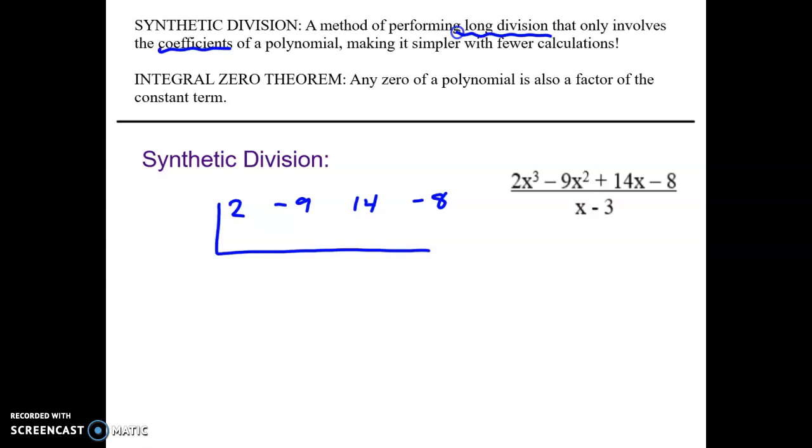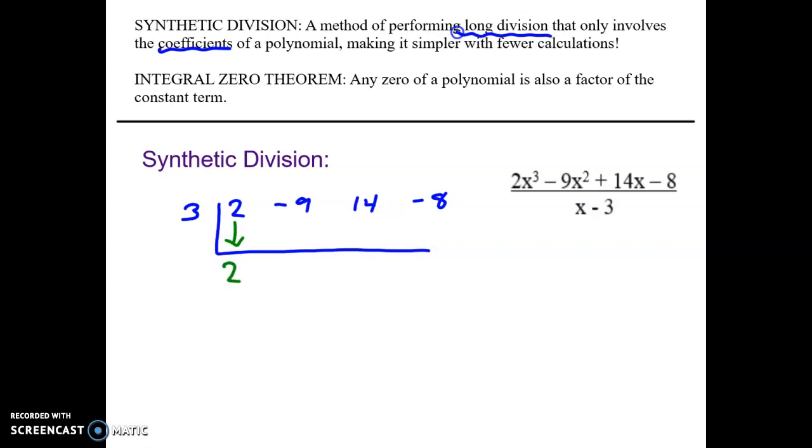You can write this in here. The number that we divide by is the 0. So I see that I have x plus 3 in my denominator, which means I'm going to put a 3 out in front. Because again, 3 is the 0 of x minus 3. And the process is, you start by bringing down your first number. So I bring down the 2.